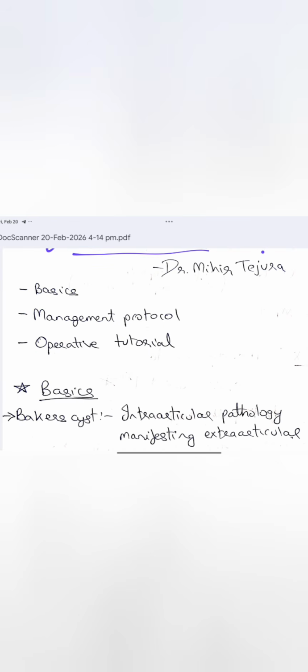Let us begin with our today's plans. What is planned for today? First of all, we are going to understand the basic concept of Baker cyst. Then we are going to understand the management protocol in day-to-day clinical practice, and at the end we are going to go to the OT of a persistent large Baker cyst in a young female. So without further ado, let us begin first with the basics.